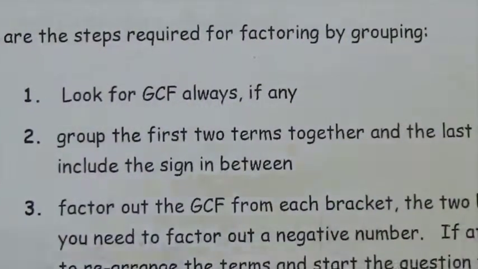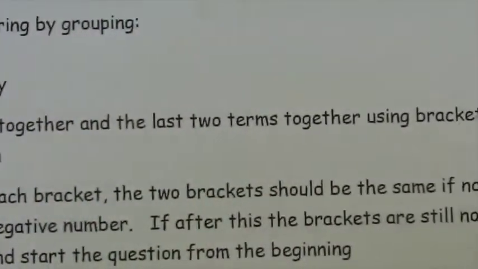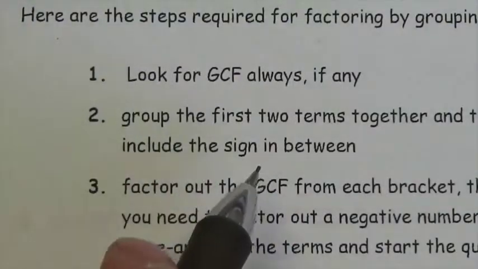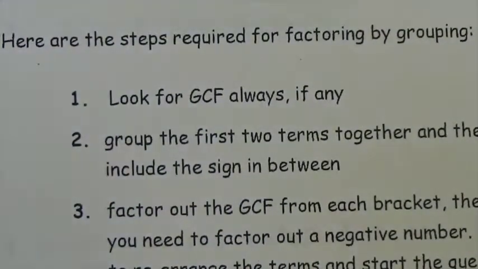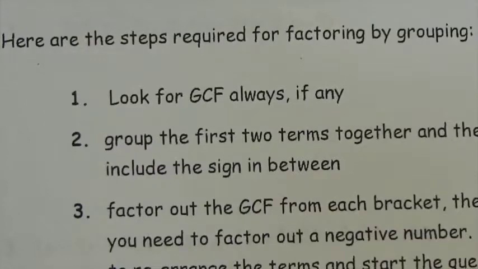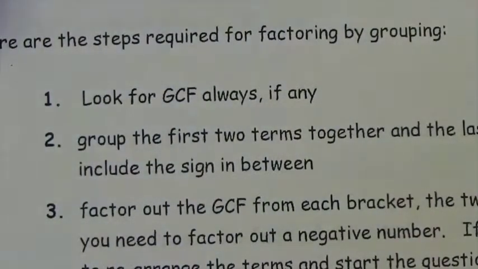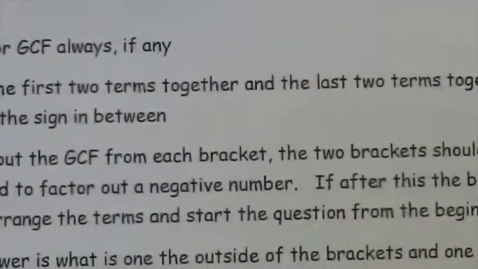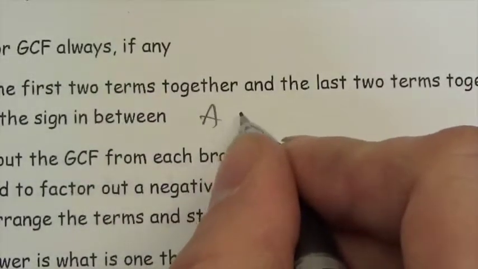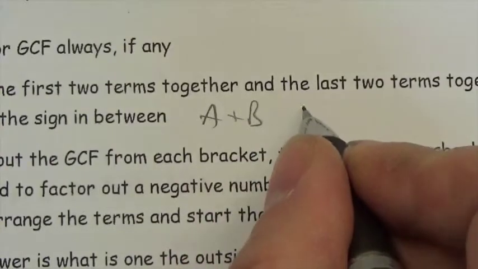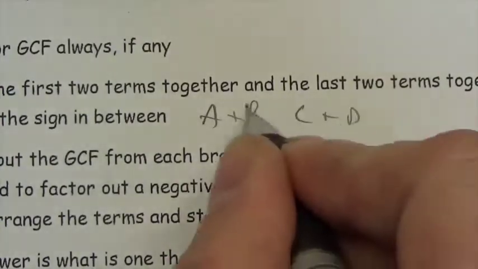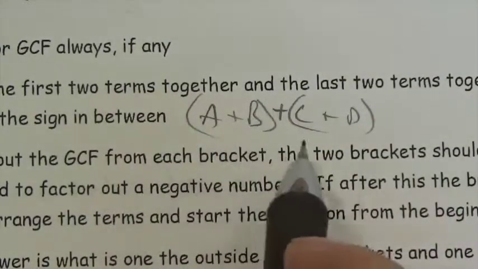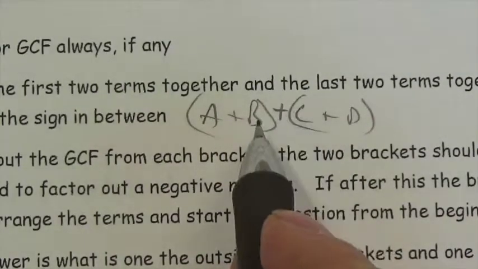With grouping, we group the first 2 terms together and the last 2 terms together using brackets. Actually, I would encourage you to include the sign in between. When you group them, you'll take the first 2 terms, A and B, and then a C and a D. You're going to put brackets around those 2 pairs, and you're going to shove a big old plus sign in between those 2 sets of brackets. You're always going to start off with an addition sign in between.